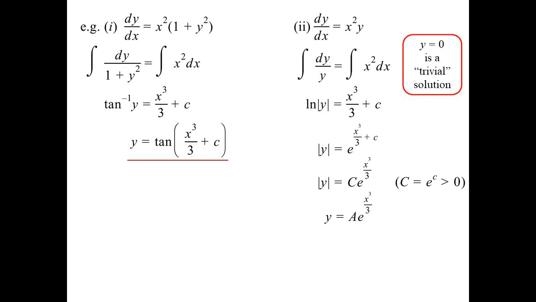So y is equal to Ae to the power of x cubed on 3. But my final solution is, well, actually there is also this trivial solution, y equals 0 as well. That would be a possible answer. Ooh, we've been given an initial value.